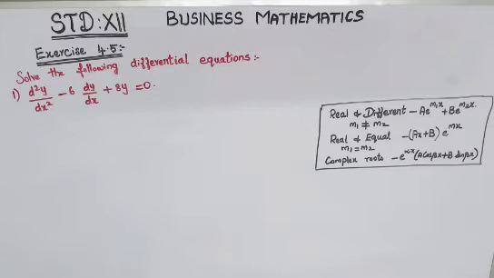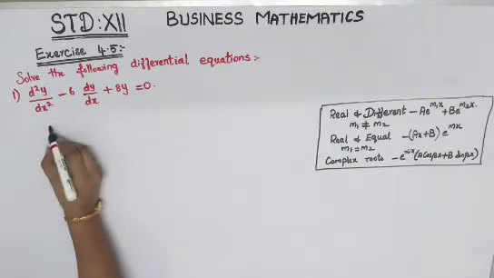Standard 12th Business Mathematics Exercise 4.5. Solve the following differential equations. The first question: d square y by dx square minus 6 into dy by dx plus 8y is equal to 0. First you have to convert d square y by dx square into capital D square and dy by dx into capital D.